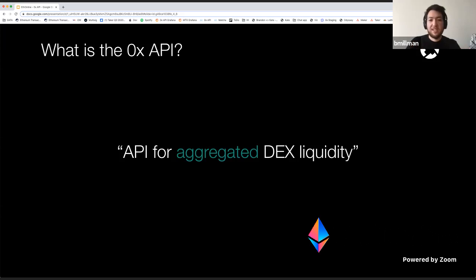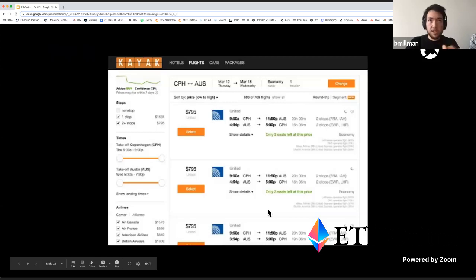As a retail trader, or a developer that's serving retail traders, how do you figure out when and where the best price is? If I can draw an analogy, think of Kayak, for example. As a consumer of flights, there are so many airlines, airports, and routes that you can take to go from point A to B. It's really hard to get the best possible bang for your buck. And similar to Kayak, 0x API helps you find the best bang for your buck as a trader.